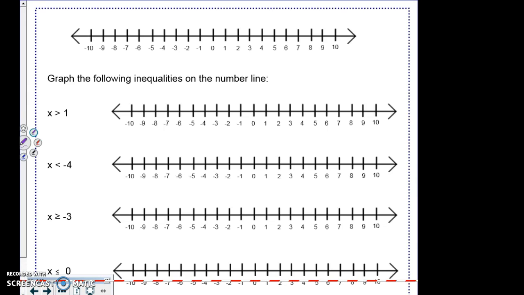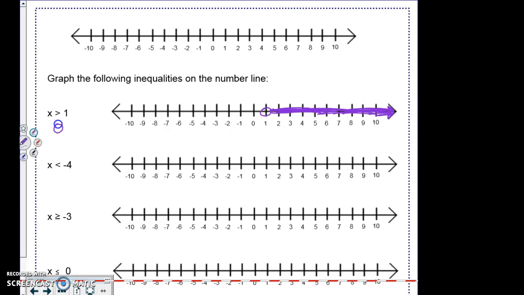Okay, so I'm actually just going to get you started with one, and then you can pause this and finish them and get them checked if you want, or you can come back to it later. So the first one, I'm going to look at it, and it's all the numbers that are bigger than 1. So I know because there's no equal sign with it, it's going to be an open dot on 1. And then I want to make sure that I'm shading in the numbers that are bigger. So I'm going to shade this way, because those are where the numbers are bigger.